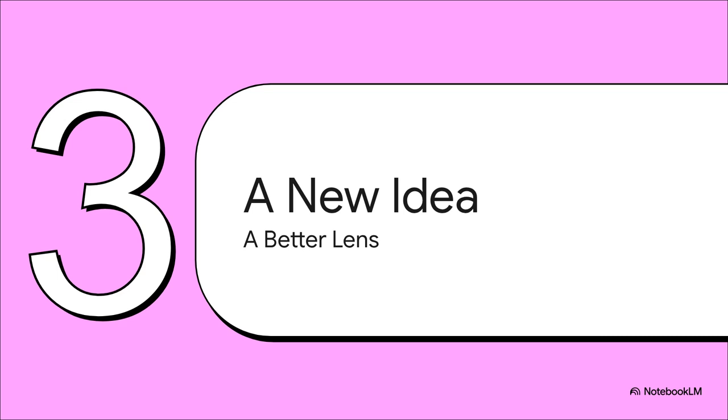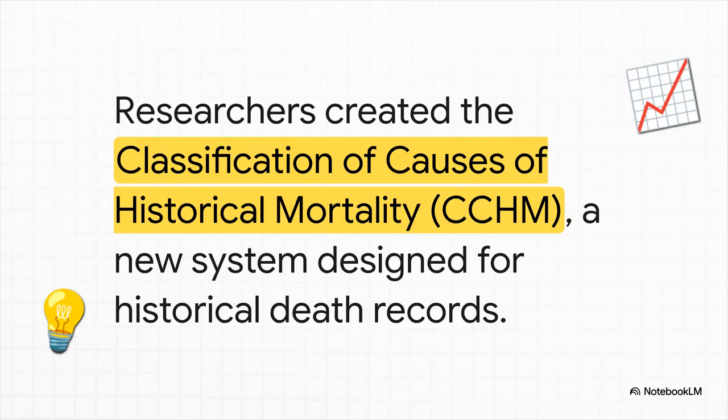A group of researchers said, wait a minute, what if we used a completely new lens, a different way of looking at the exact same data to get a much, much clearer picture? They call it the CCHM, the Classification of Causes of Historical Mortality. So instead of trying to force these old, vague terms into a modern system based on body parts, they built a new one from the ground up, designed specifically for these old records.